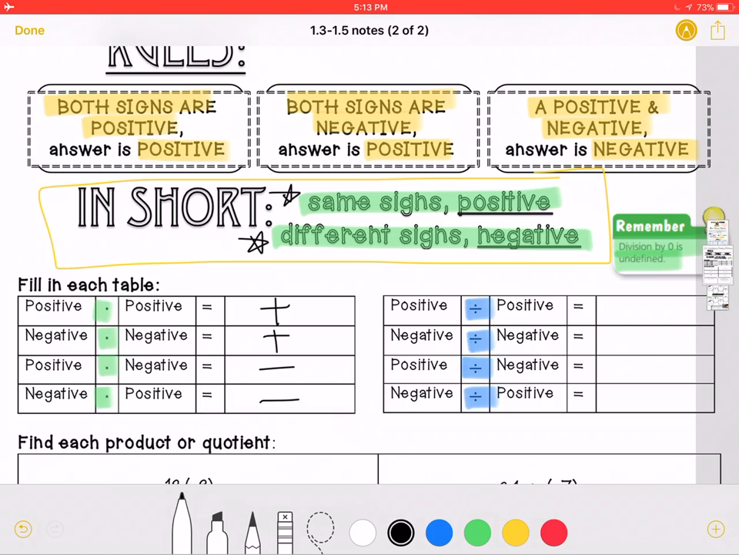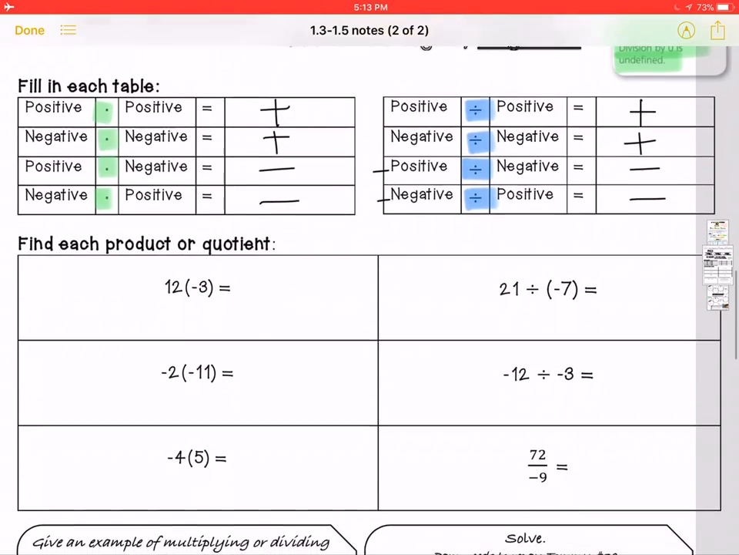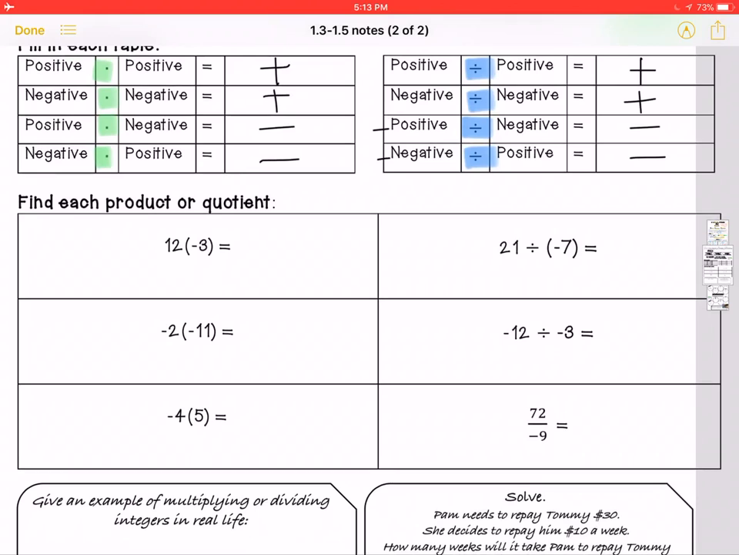Now, what happens if we're dividing? Well, those same rules apply. Same signs means we're going to get a positive answer. Ready? Same, so it'll be positive. When they're different and we're dividing, our answers are going to be negative. Take a second to fill that out. And when you're ready, we're going to move down here to our practice problems.